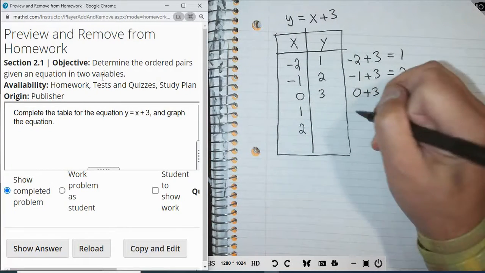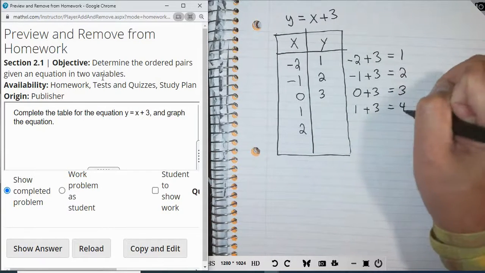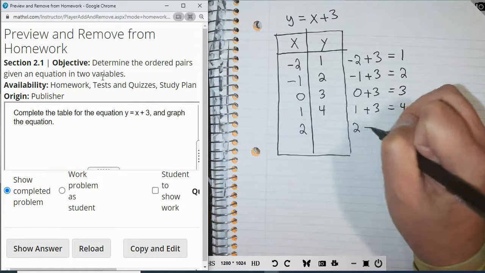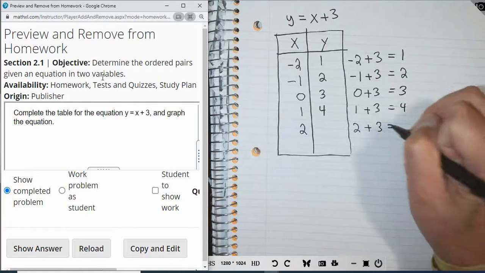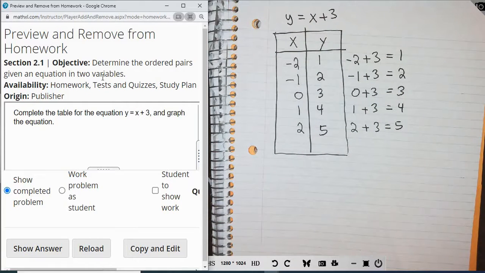Then we would plug in the 1 for x here, and we would get 4. Then we would plug in the 2 for x here, and we would get 5. So you just have to complete the table there. Plug in your value of x to find your y.